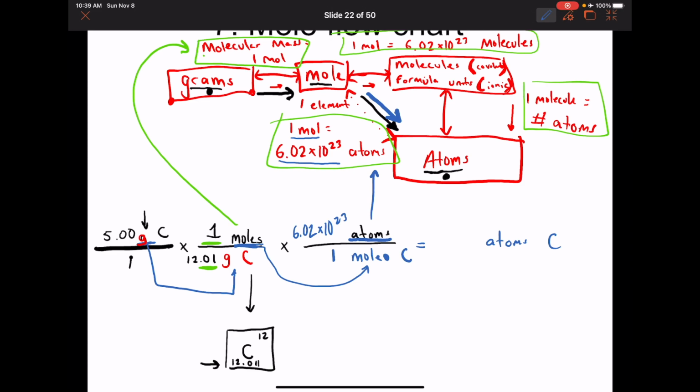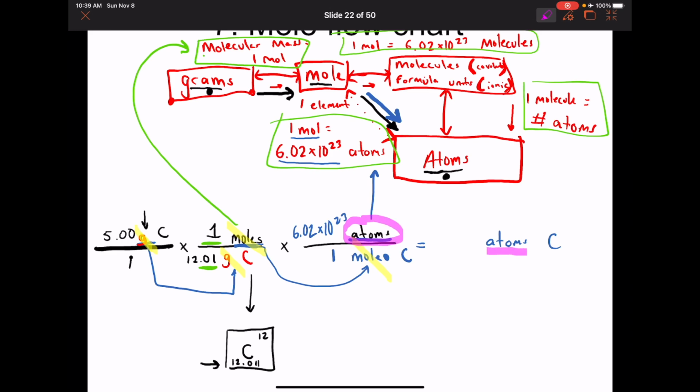Okay, now we need to cancel some stuff out. For example, there's grams at the top here, so that's going to get canceled out with grams on the bottom. There's moles over here. Moles are going to get canceled out. So the units that we're left with are atoms, which is where we get this from.